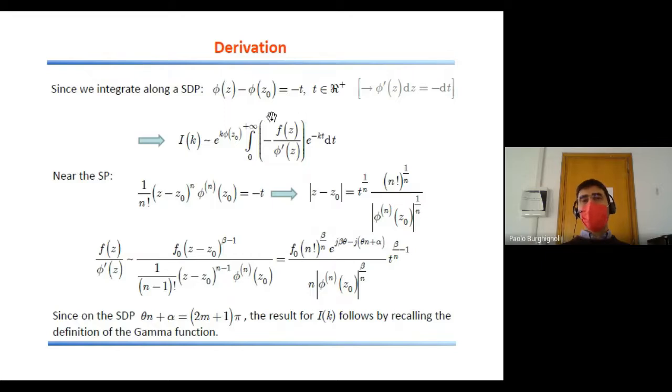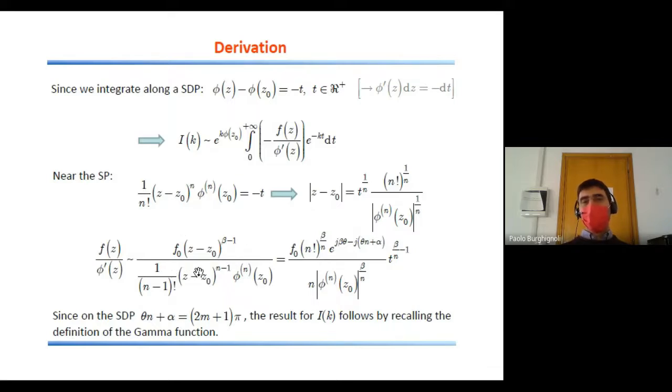So if you focus now on the term in brackets inside the new integral, which contains the ratio between f and phi prime, then you can evaluate this asymptotically in a neighborhood of a saddle point by evaluating the numerator as f0 times (z minus z0) up to beta minus 1.